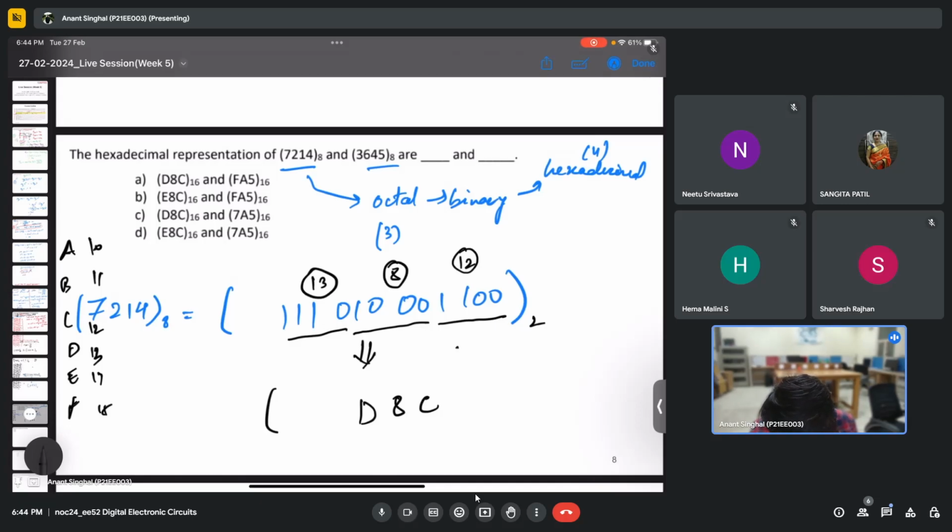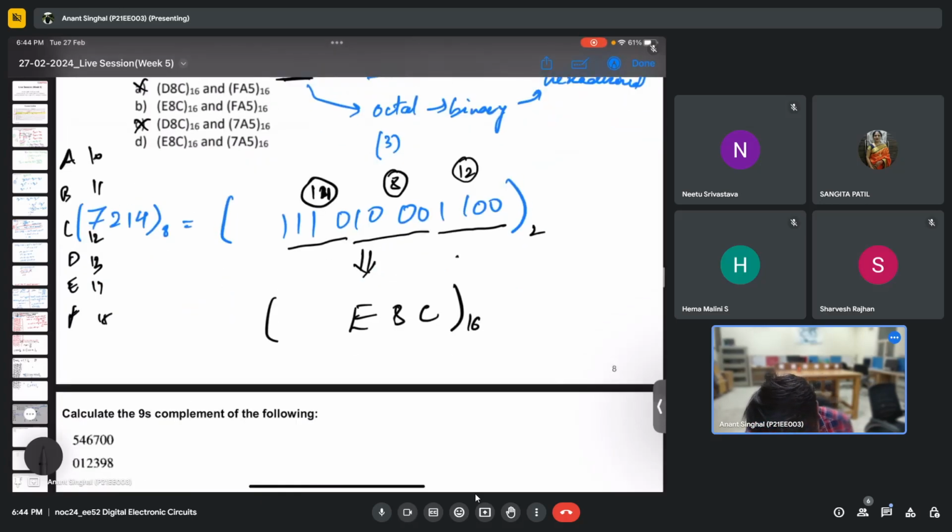Sorry, this is 14, not 13. 8, yeah, so it is 8. So for the first answer, the hexadecimal for this will be E86. So options A and C are not possible. Now we need to check the similar thing for 3645.